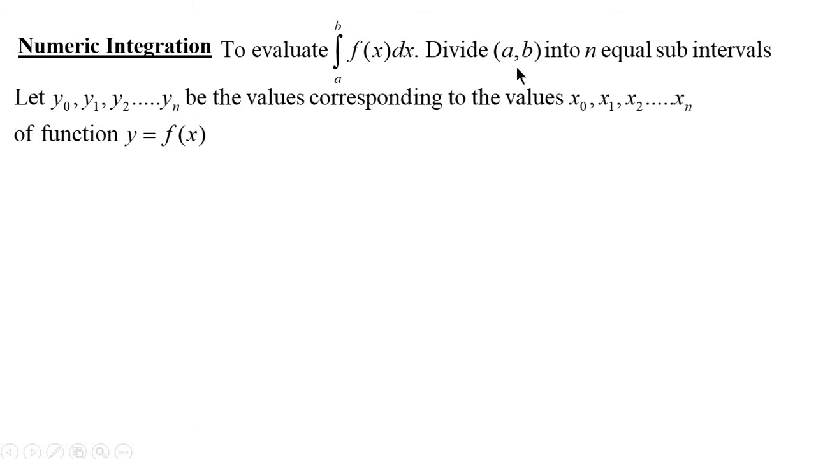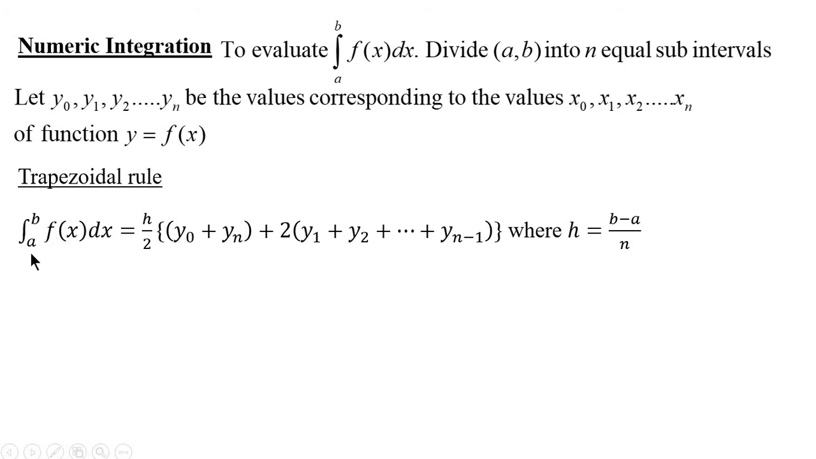Since we are dividing the interval ab into n equal subintervals, there will be n plus 1 points of y as well as x. Let us use the trapezoidal rule. This formula is very easy to remember, where h is obtained using the formula b minus a by n, where b is the upper limit, a is the lower limit, and n is the number of equal subintervals. We can multiply h by 2 with first value plus last value plus 2 into remaining values.